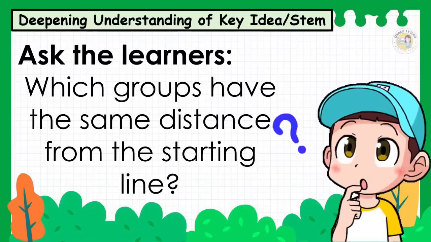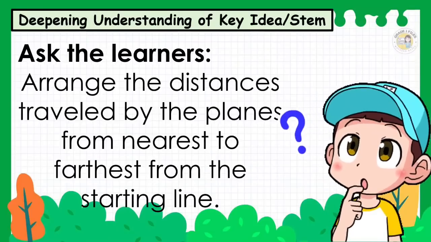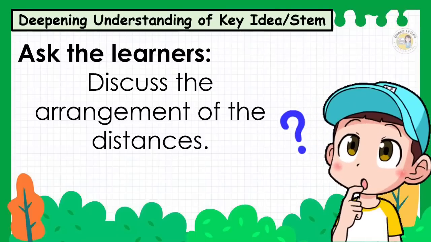Which groups have the same distance from the starting line? Arrange the distances traveled by the planes from nearest to farthest from the starting line. Discuss the arrangement of the distances.